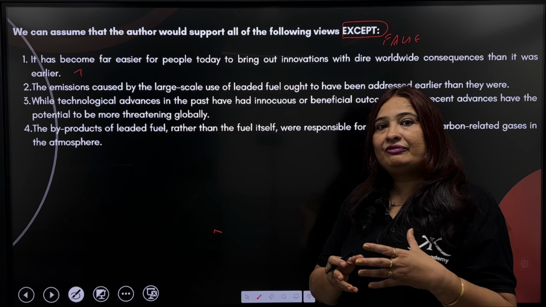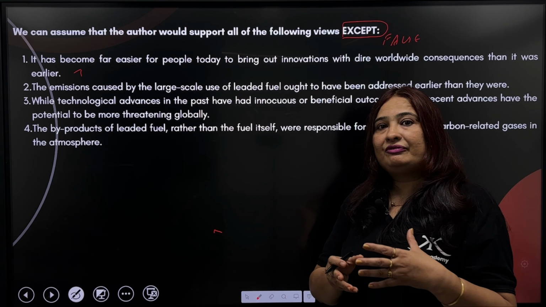The byproducts of leaded fuel rather than the fuel itself were responsible for the buildup of carbon-related gases in the atmosphere. So in this option, the author is saying that not directly the fuel, but the byproducts of leaded fuel. So what happened is, when there was leaded fuel, byproducts were there and obviously the carbon got trapped into the atmosphere. So yes, this is again something the author is going to support.